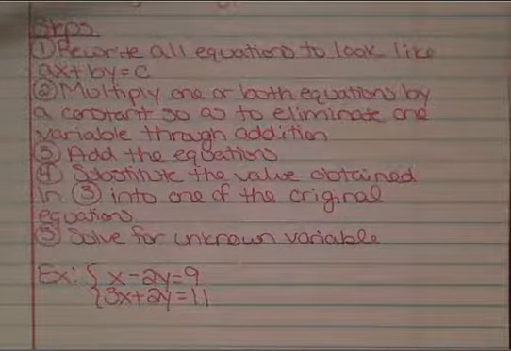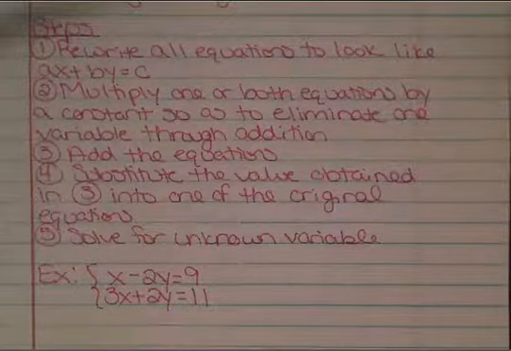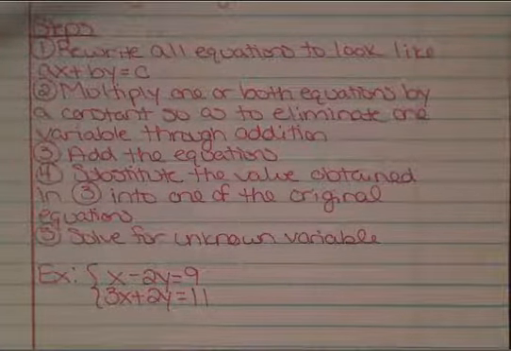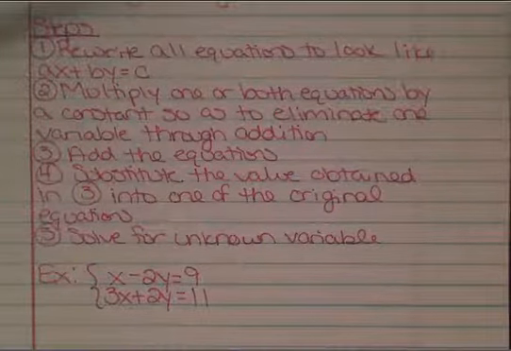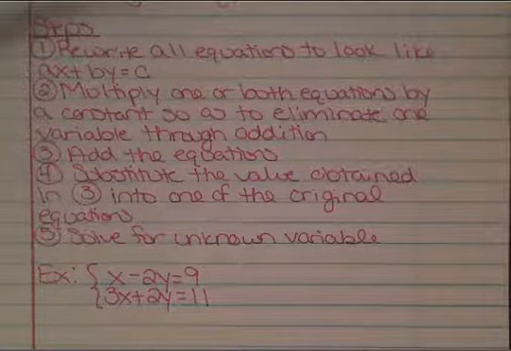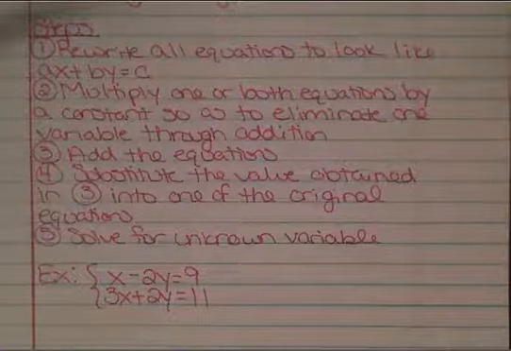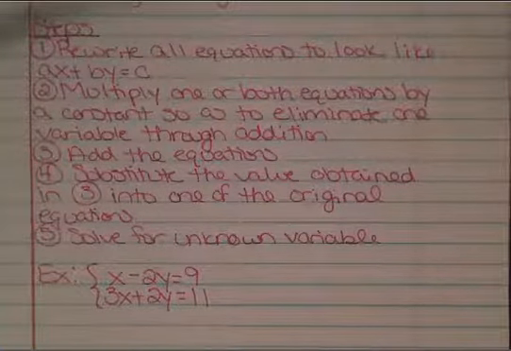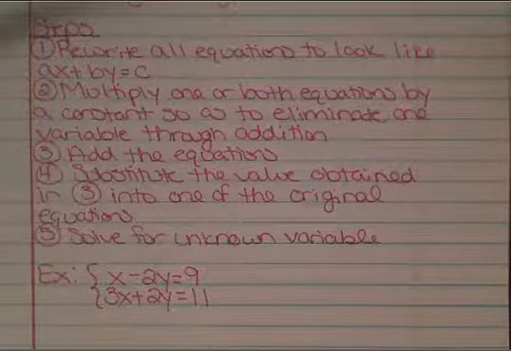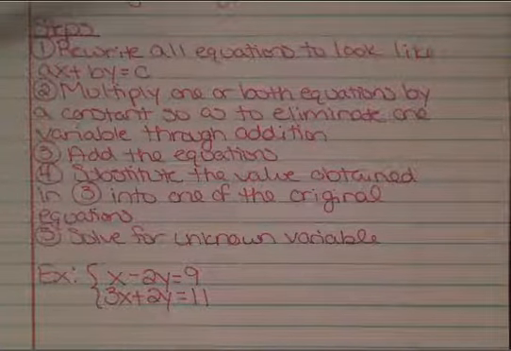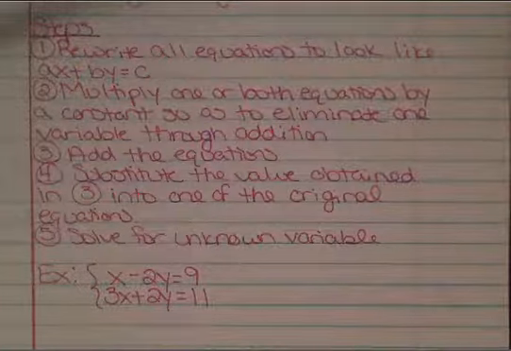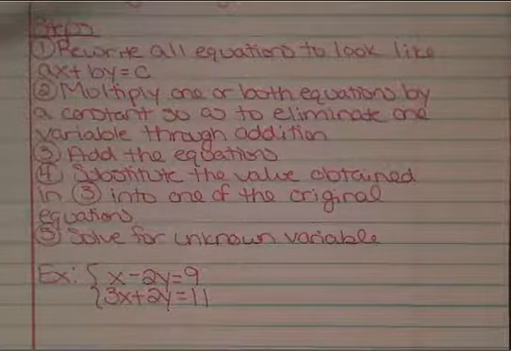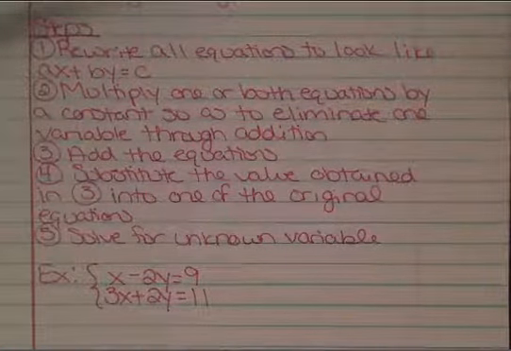Step 1, you're going to rewrite all equations to look like ax plus by equals c. Step 2, you're going to multiply one or both equations by a constant so as to eliminate one variable through addition. Again, that sounds a lot more complicated than it is. We'll do a whole bunch of examples.